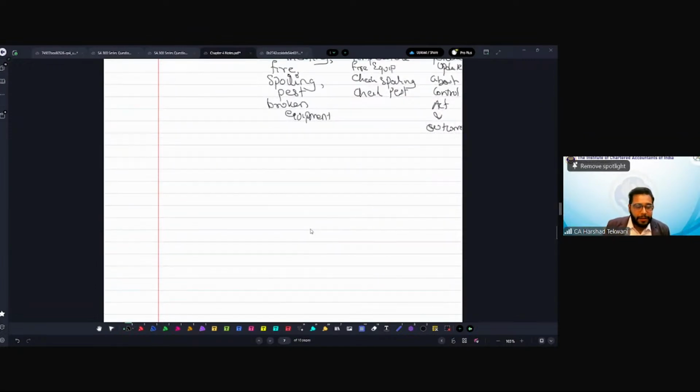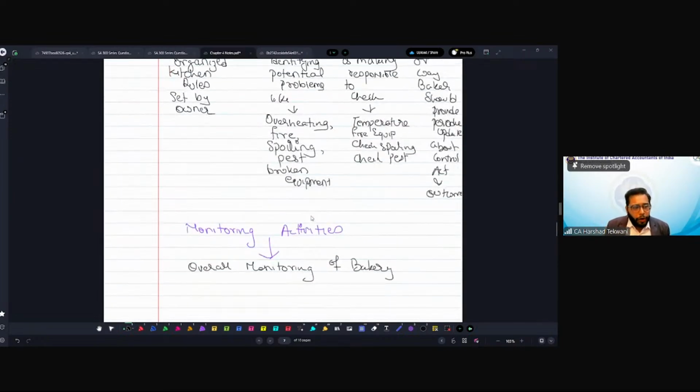And then the last part is the monitoring activities. Basically here, the overall monitoring of the bakery, including how the final goods are coming out, how the bakery is running, whether everything is good or not good, whether something is an issue, how customers are complaining, overall monitoring of these aspects.